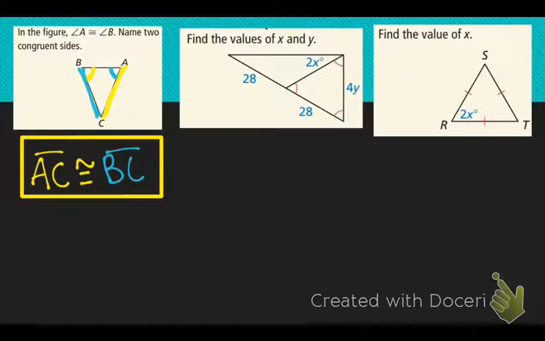This next one says find the values of X and Y. We're going to do Y first because it's actually easier. Is Y an angle or a side? It's a side. What kind of triangle is Y attached to? Equiangular, equilateral. So all the sides are going to equal what? 28. So if 4Y equals 28, then Y equals 7.